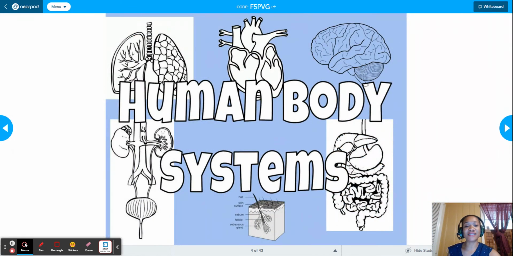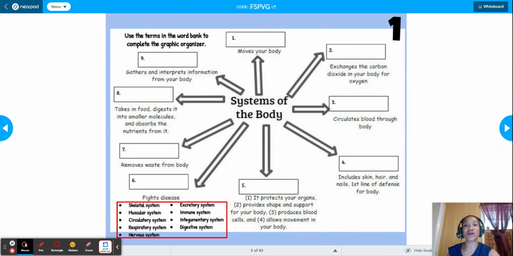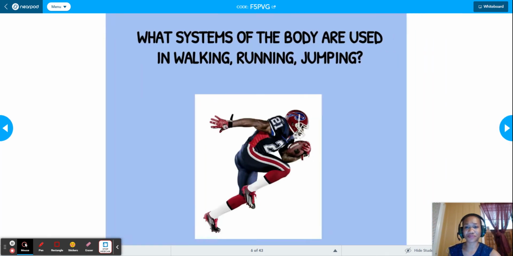Don't forget that as we go throughout the presentation, you'll want to complete your graphic organizer. At the end of the presentation, there will be more additional resources that you can use as well.